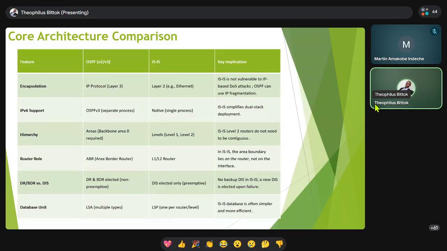So for configuration, it means you will need to configure a lot of things if you want your network to support both IPv4 and IPv6 in OSPF. But for ISIS, that single process is in a position to support the two at a go. So it can do the dual stack.